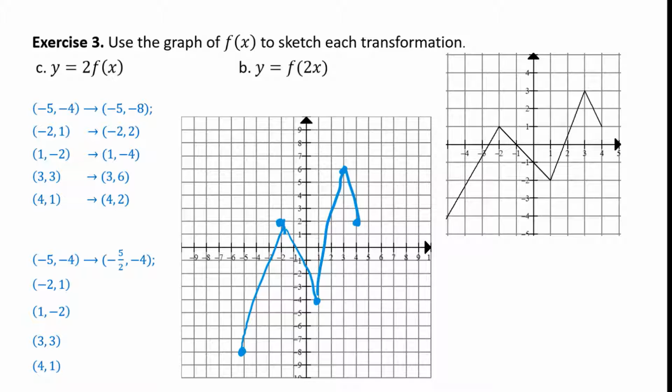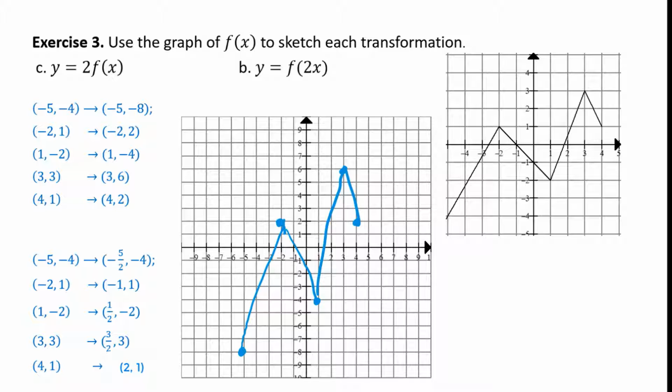4. The negative 2, comma, 1 transforms to negative 1, comma, 2. 1, comma, negative 2 transforms to 1/2, comma, negative 2. 3, comma, 3 transforms to 3 halves, comma, 3. And 4, comma, 1 transforms to 2, comma, 1. Let's mark these points on the grid.